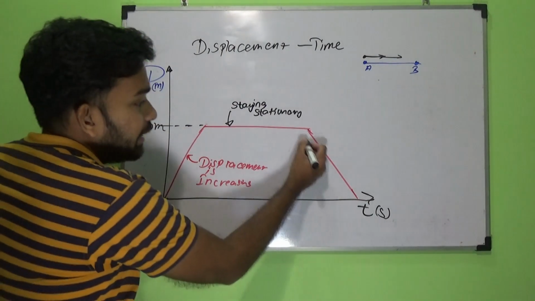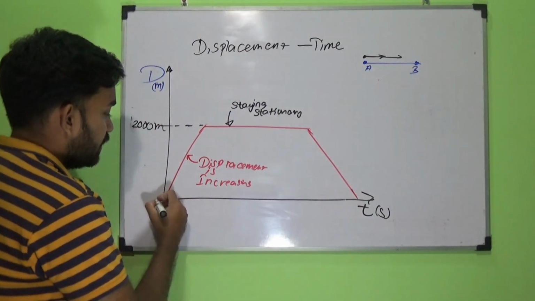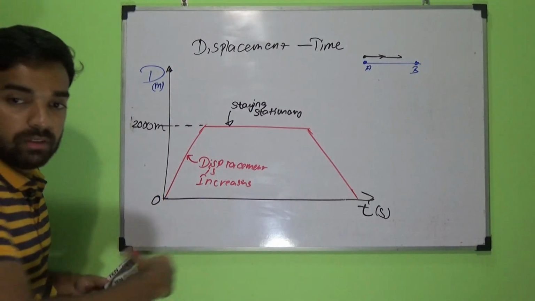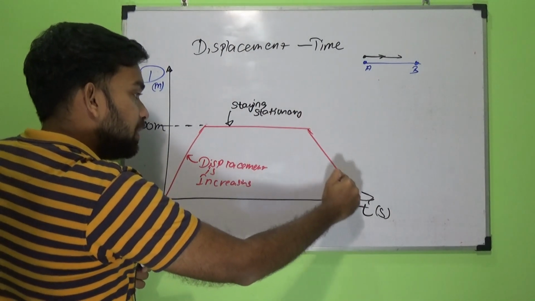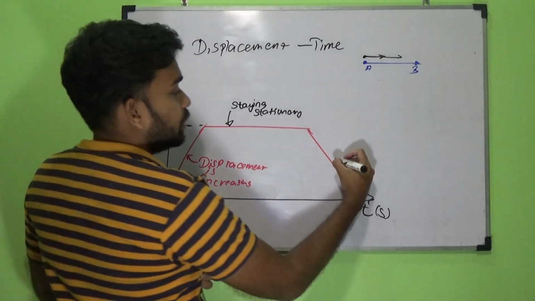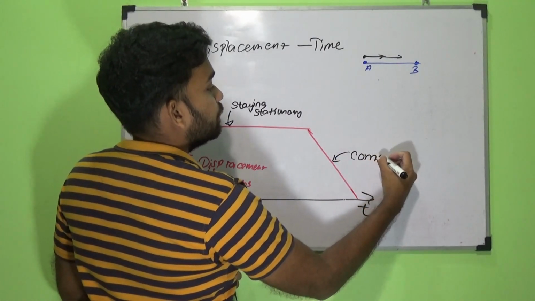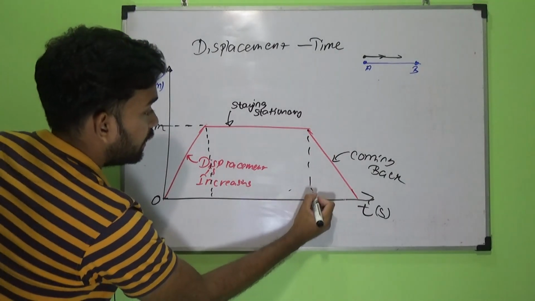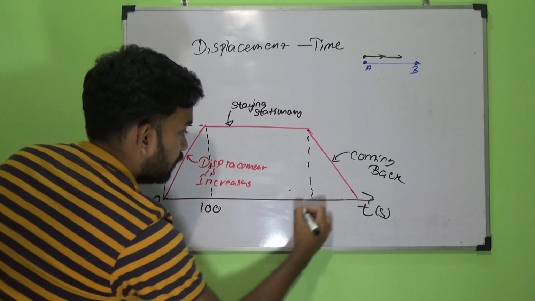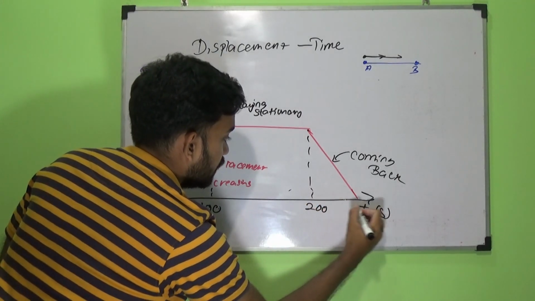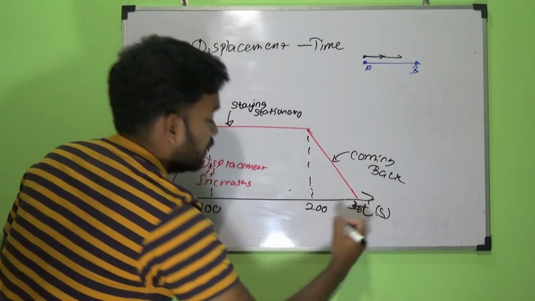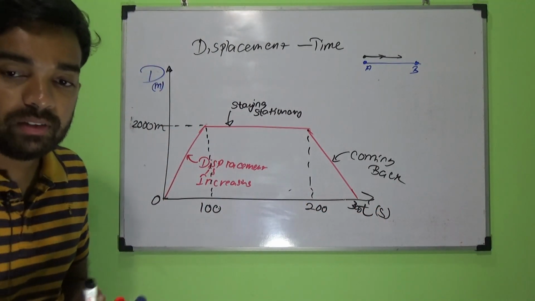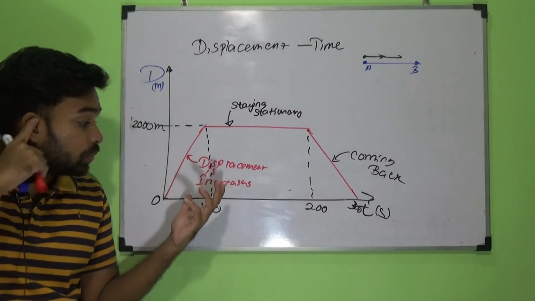Now what's happening here? This is 0. With the time, the displacement is reducing, which means coming back. Let's assume this is 100 seconds, this is 200 seconds and this is 300. So how can you explain this one?